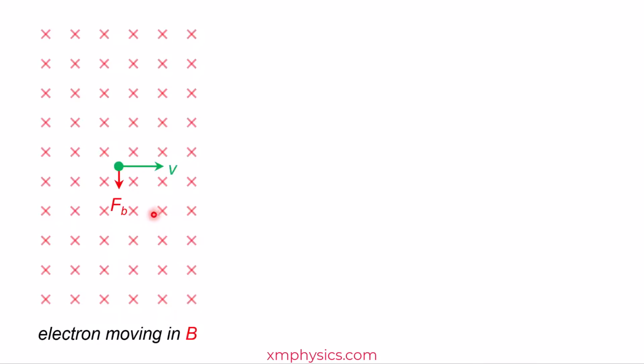Let me remind everyone of the BQV force. If you have an electron moving rightward in this magnetic field, it's going to experience a magnetic force that's downward. You can use your Fleming's left-hand rule.